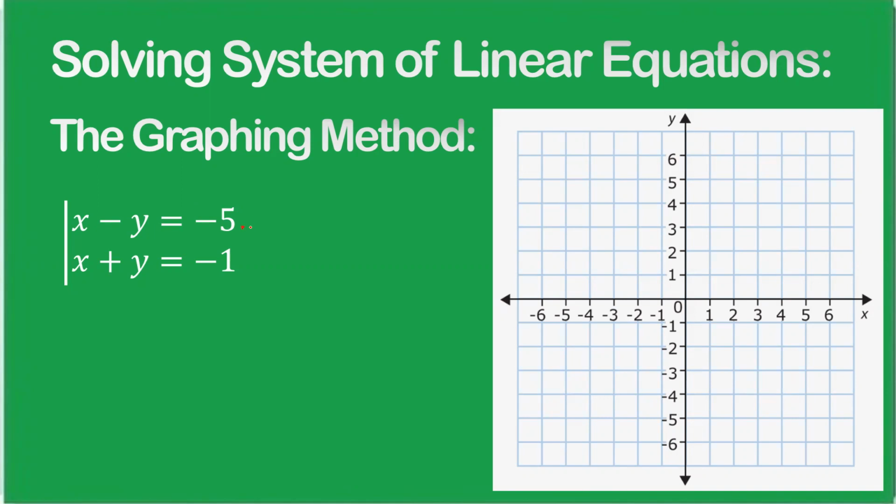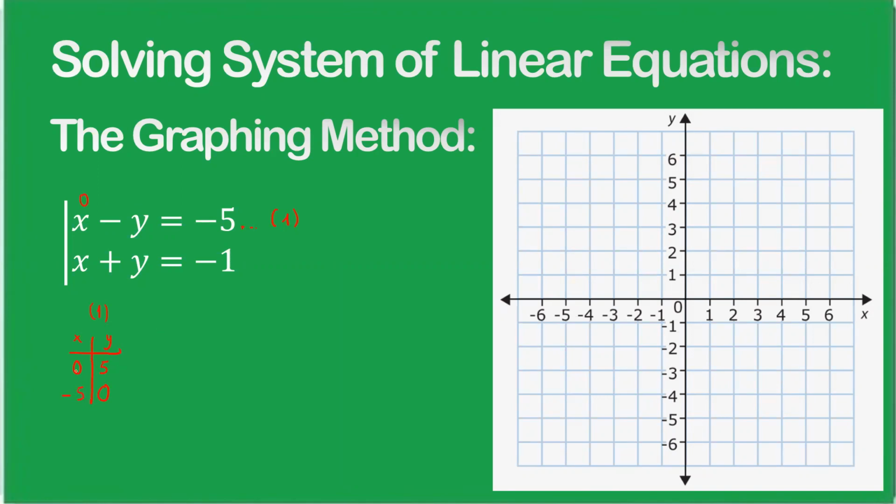Okay, now let me write 1 for the first one. Let's draw the table of this: x and y. To get the y-intercept I'm writing 0 instead of x. Then x becomes 0, minus y is equal to minus 5, then y becomes 5. As you see, the y-intercept is ready. To get the x-intercept I'm writing 0 instead of y, so x becomes minus 5. Then the first graph is ready.